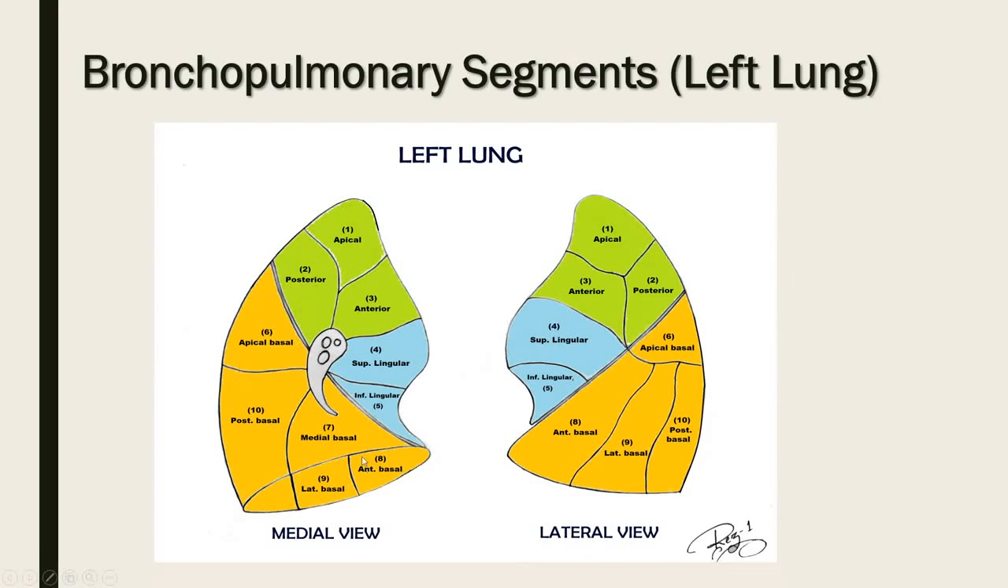And in case of the lower lobe, it will have apical basal, then anterior basal, then medial basal, lateral basal and the posterior basal. If you follow the sequence, then apical basal, after that you should say medial basal, then anterior basal, then lateral basal, then the posterior basal. Over here the same.